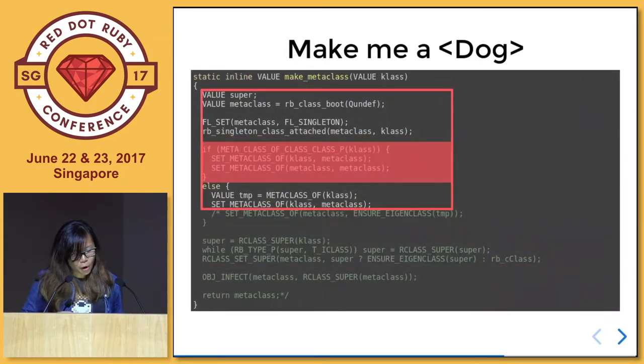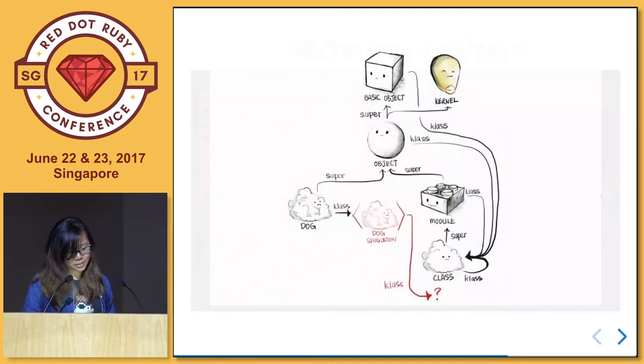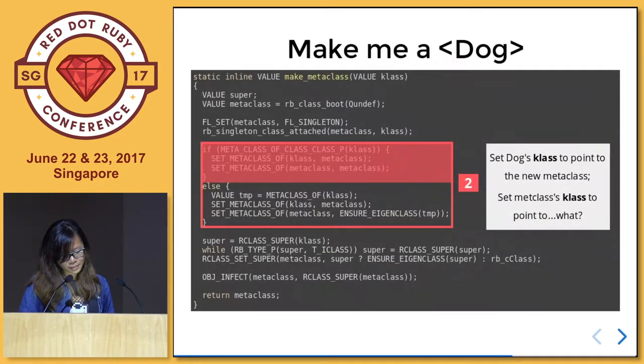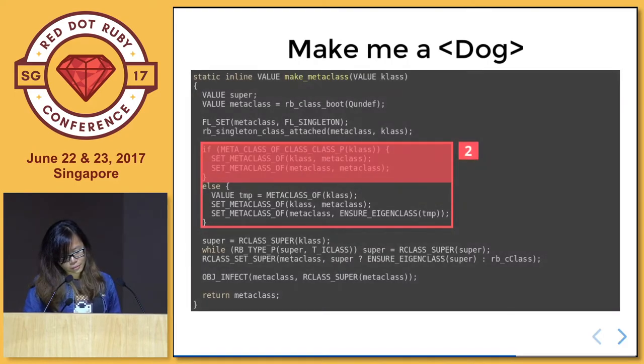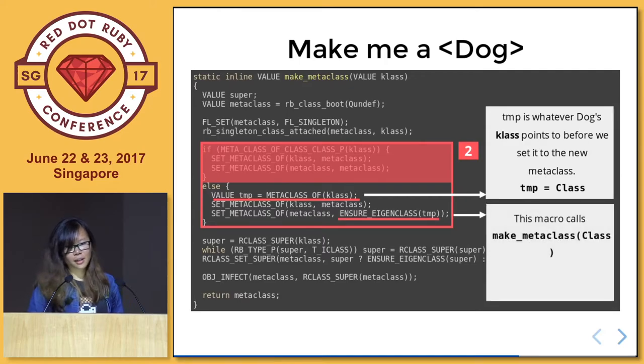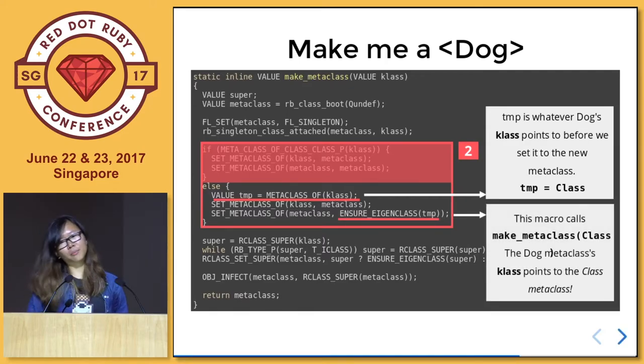So, before we actually start setting the class pointer of our new metaclass, our diagram looks like this. Again, it looks pretty simple. We have just created a new metaclass of Dog, but you notice that the class pointer has to go somewhere, right? So, how do we set the class pointer? If you look at the logic of the function, you notice that we end up calling this funny ensure eigenclass macro. And at the end of the day, what this macro does is return the metaclass of Class. So in other words, the superclass of Dog's metaclass is Class's metaclass.